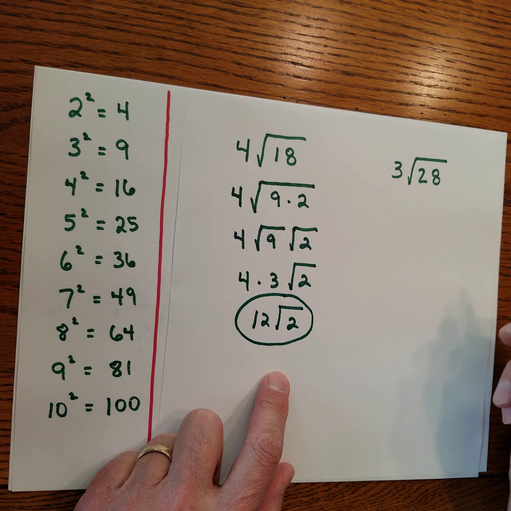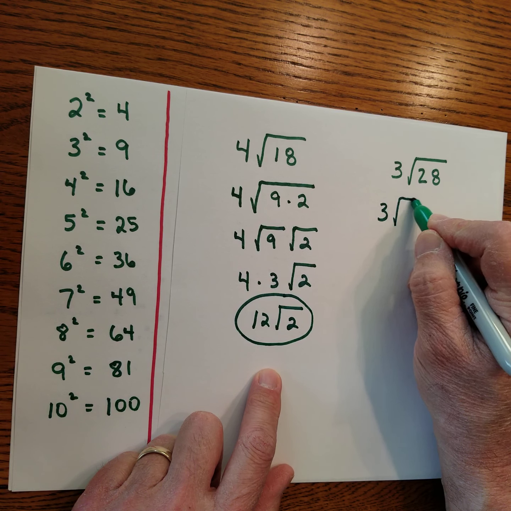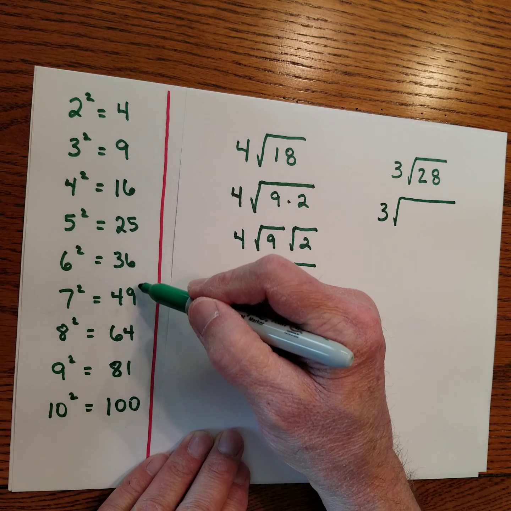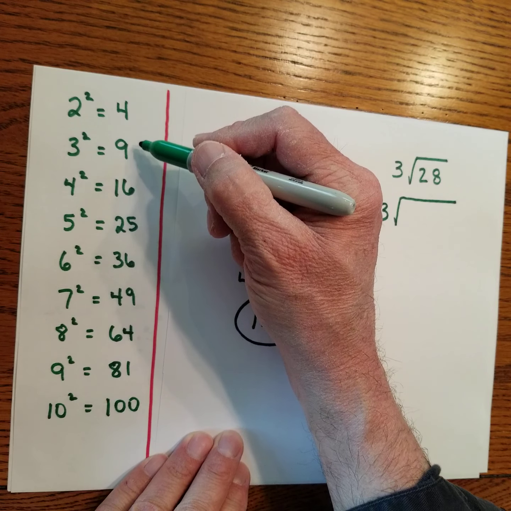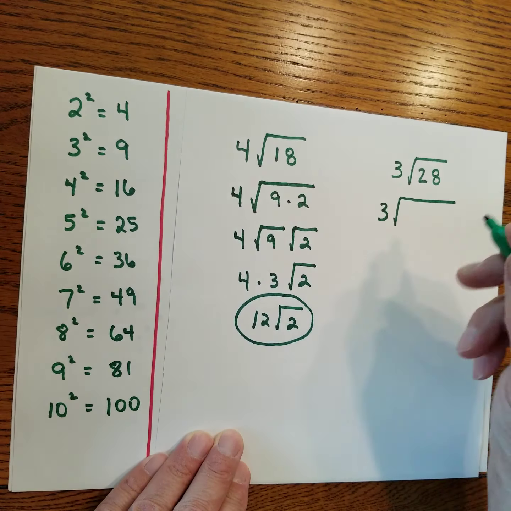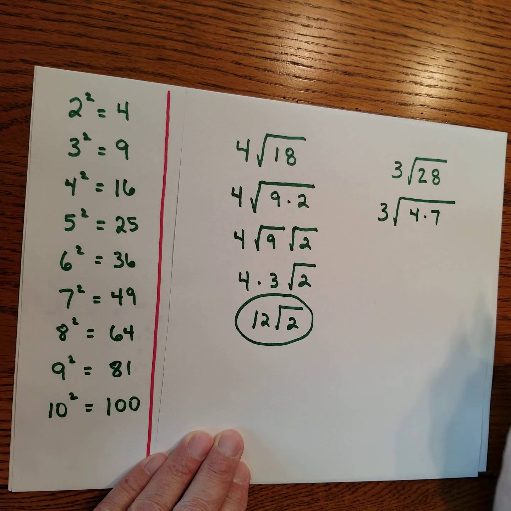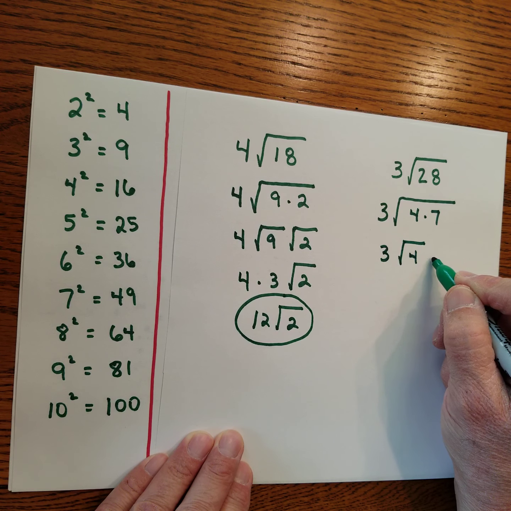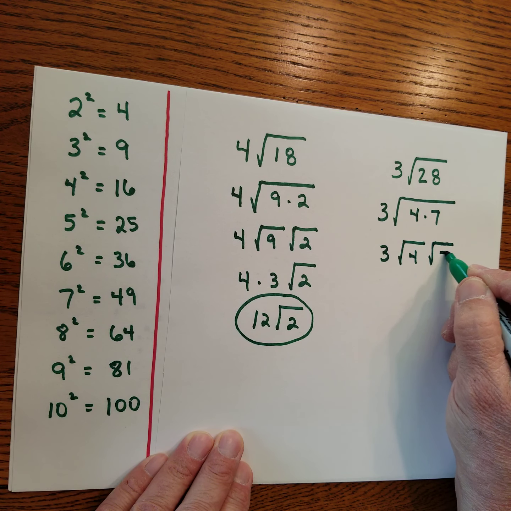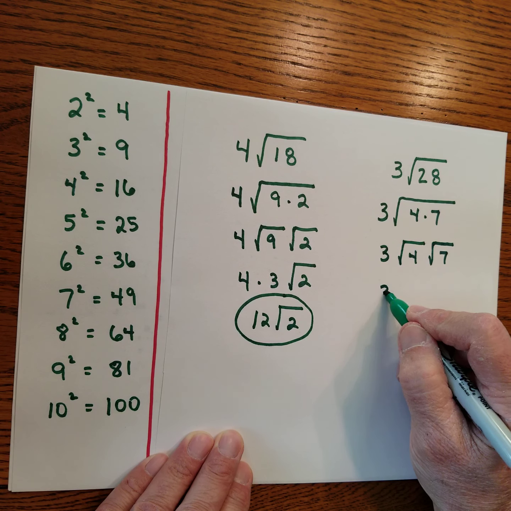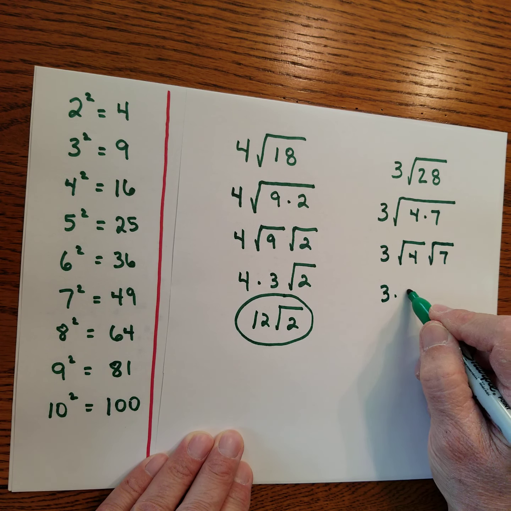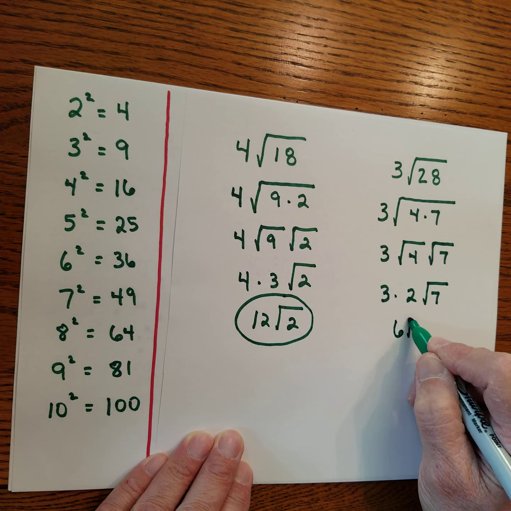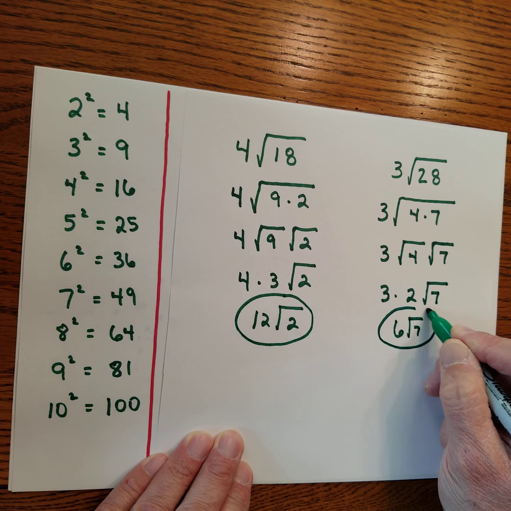Let's try 3 radical 28. Copy the 3. Break down the 28. What is 28 divisible by from our list of perfect squares? The only one in our list of perfect squares that divides 28 is 4. 28 is 4 times 7. Copy the 3. Let's break the square root of 4 times 7 up into the square root of 4 times the square root of 7. Copy the 3. Take the square root of 4. Can't take the square root of 7. And 3 times 2 is 6. We'll call that 6 radical 7.